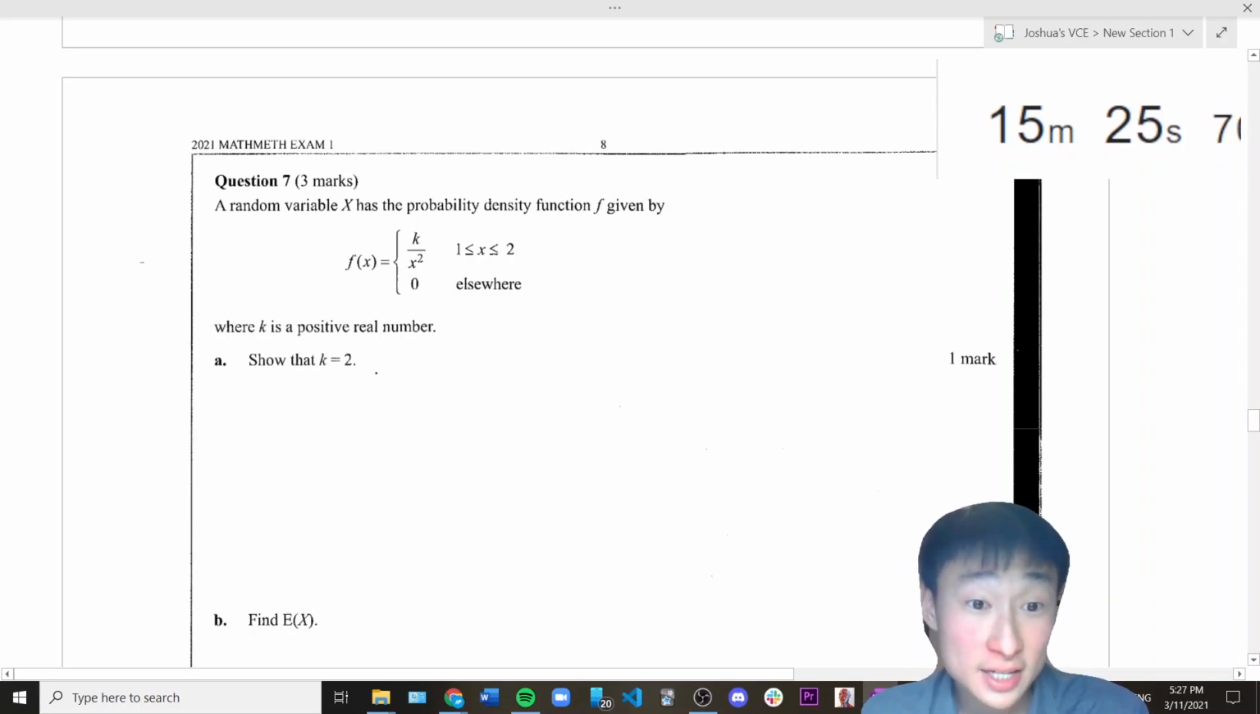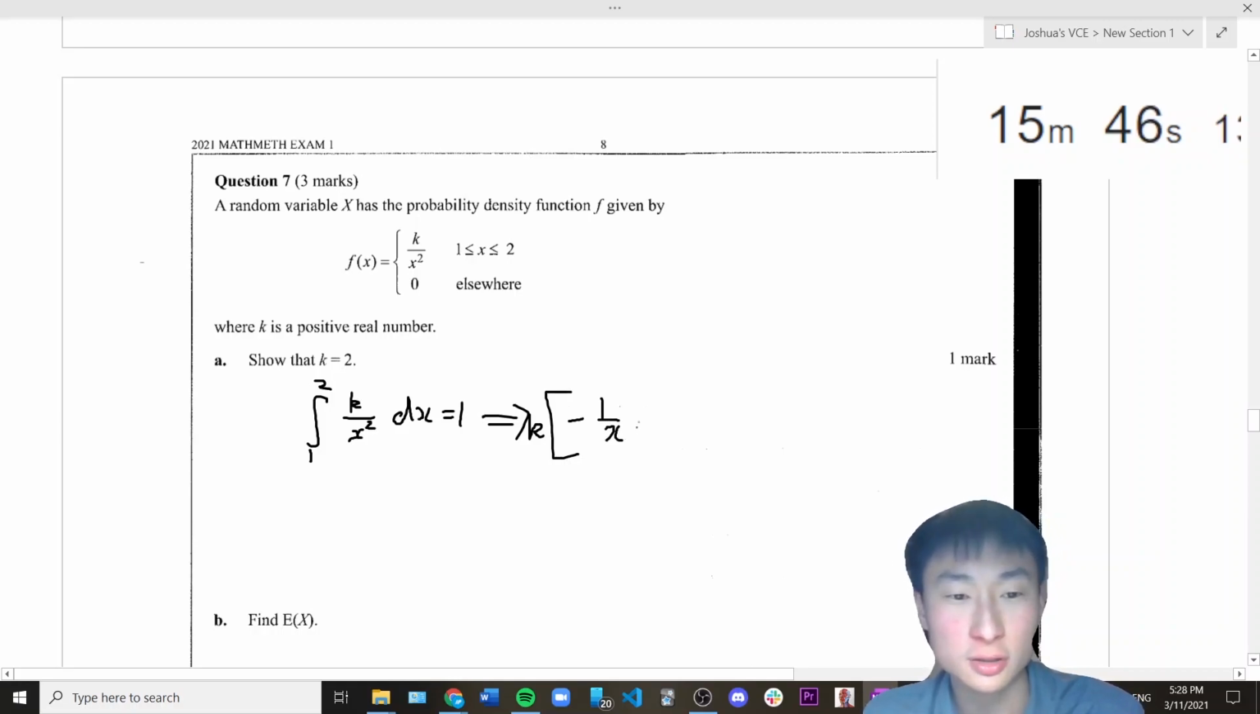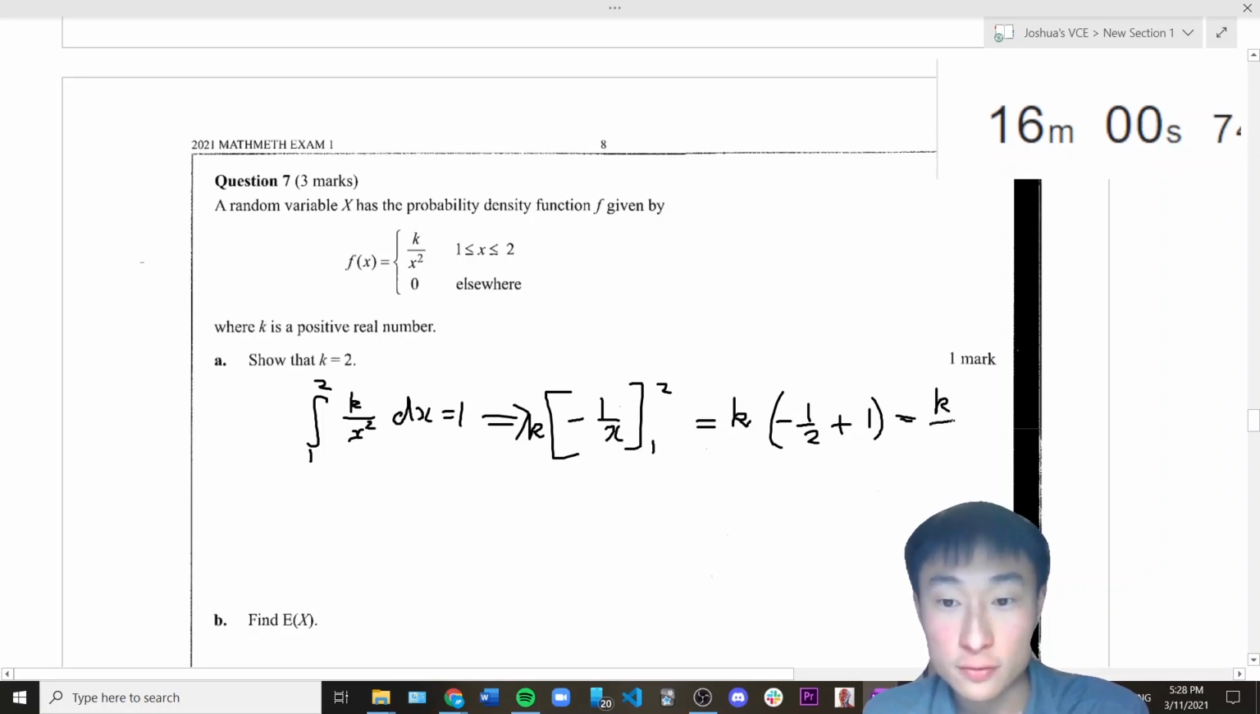The random variable has a probability density. Show that k is equal to 2. Okay, so the integral from 1 to 2 of k over x squared dx is equal to 1. We can move the k up the front. X to the power of negative 2, you integrate it, that's negative 1 over x. So k times negative 1 over 2 minus negative 1 over 1, plus 1, is equal to k over 2. And that's equal to 1 because the area under a graph is equal to 1, so k is equal to 2.